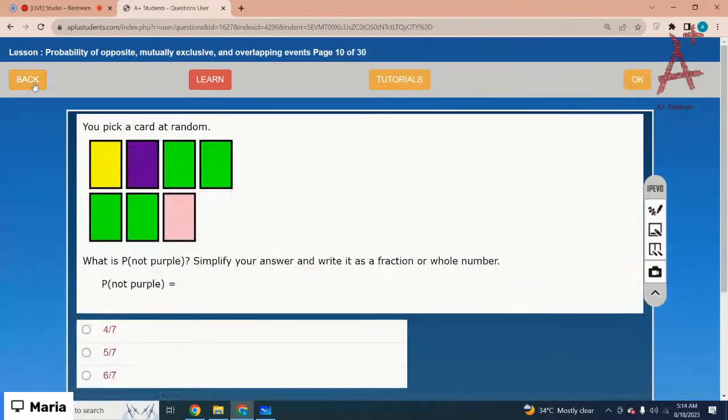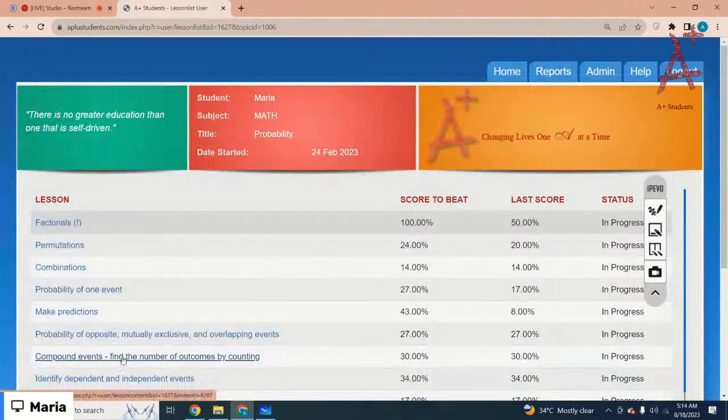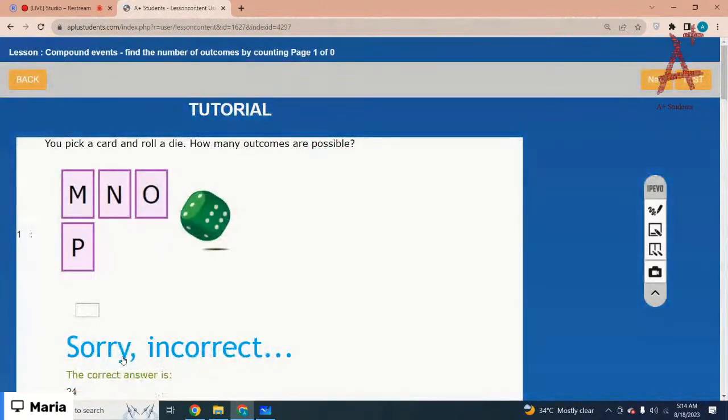Okay, you can complete the lesson by yourself later today. Let me just move on to the next lesson. The next lesson is events, finding numbers of outcomes by counting.